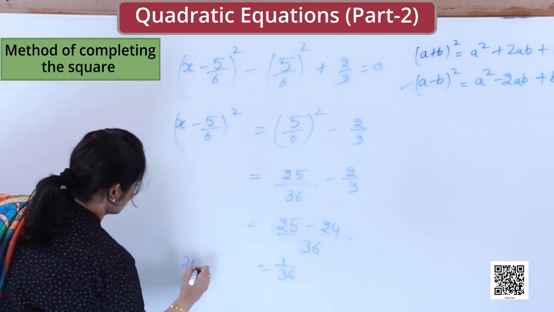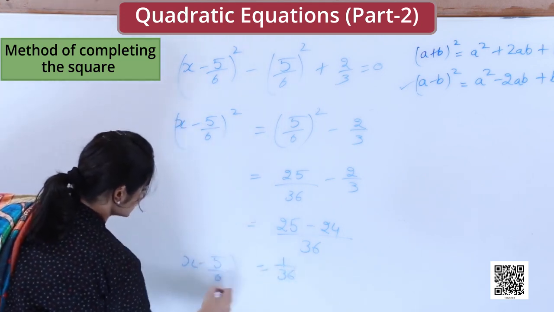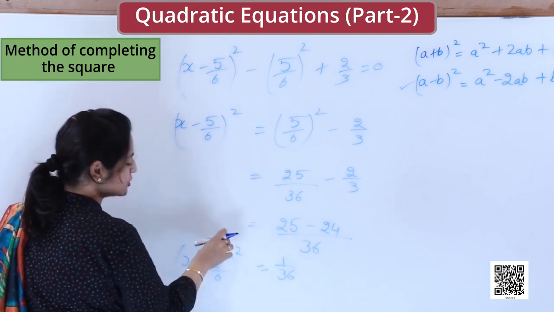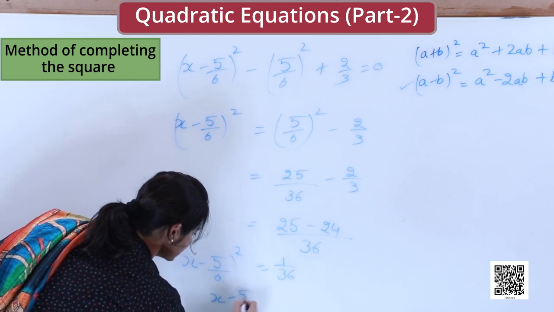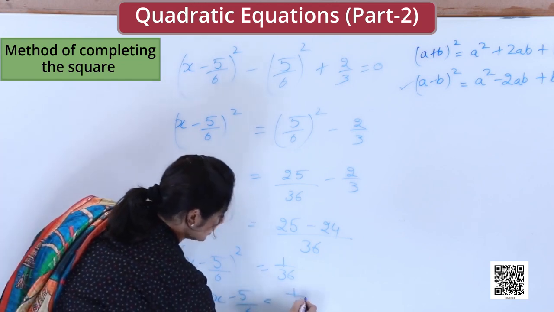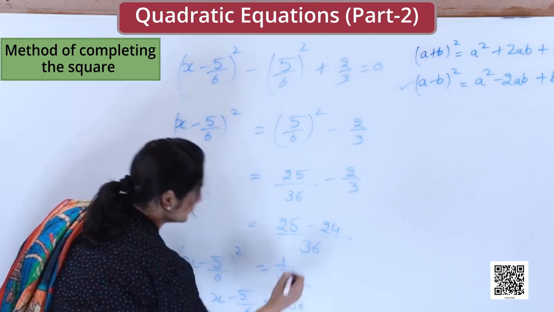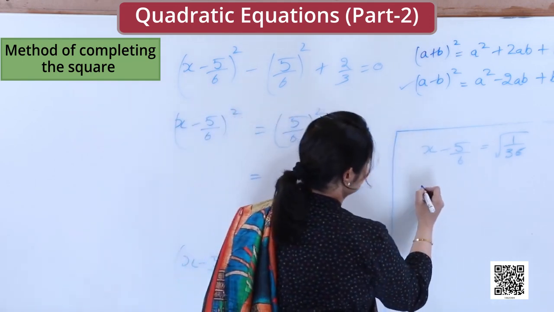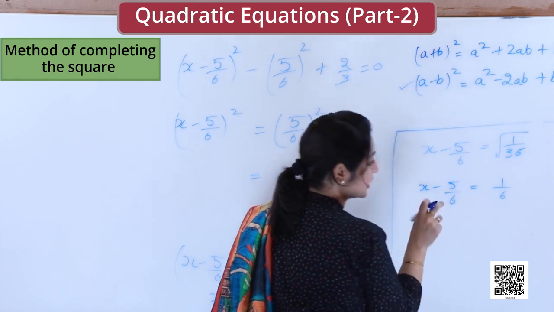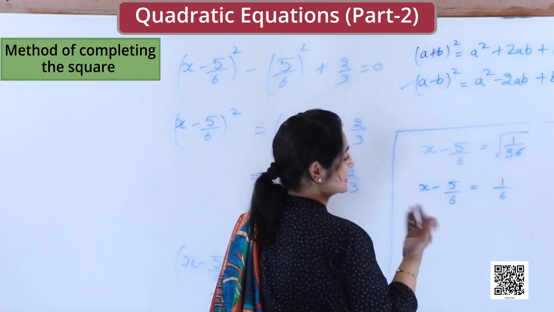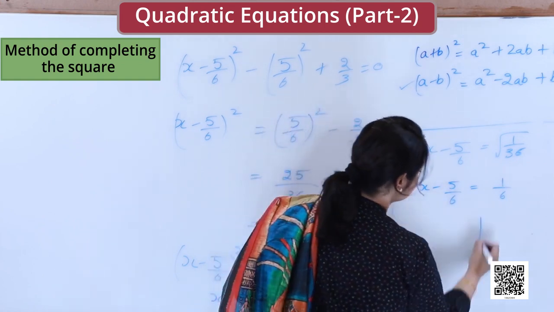And on the LHS we have (x − 5/6)². Now this whole square will go that side and become under root, and we will have x − 5/6 is equal to the root of 1/36. So the root of 1/36 will be 1/6. But once it will be of positive sign and next time it will be negative. So let's take it like that.